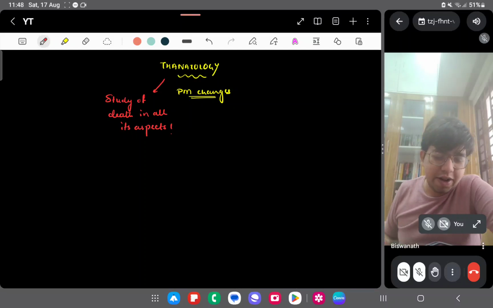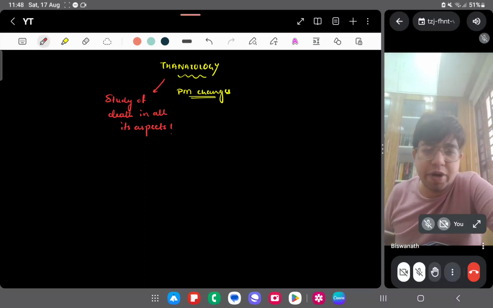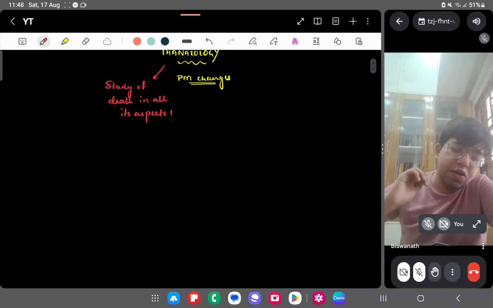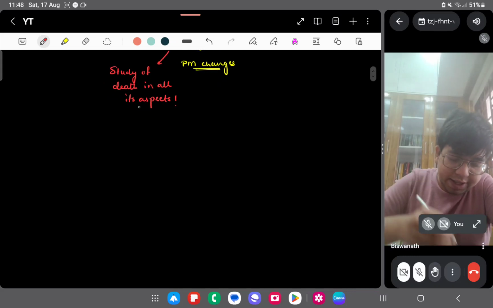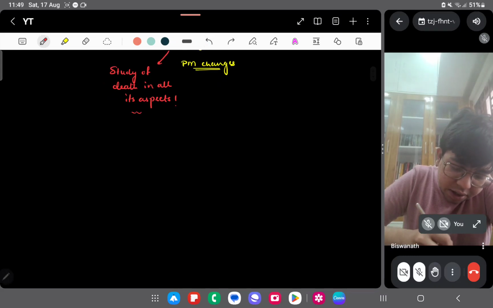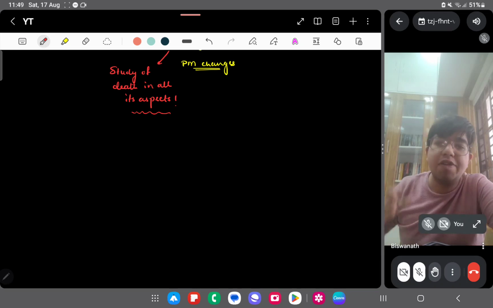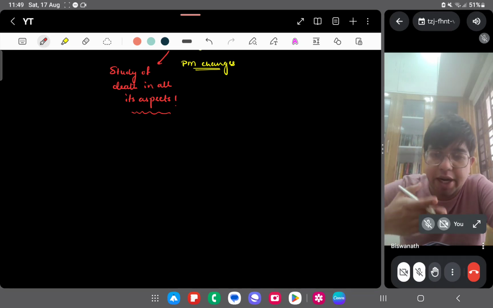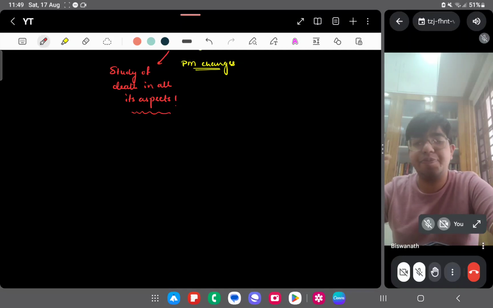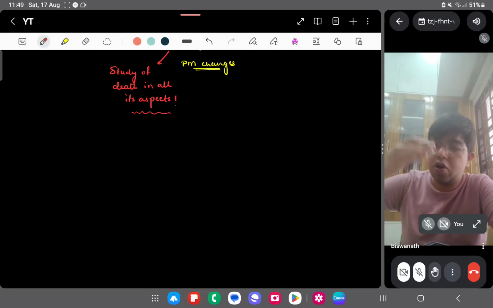So today we start with forensic medicine, and I have chosen the topic thanatology for that. So let's talk about the study of death. The basic topic we will be discussing is the post-mortem changes. What are the changes which will be occurring immediately after death, or following death, or which are the late changes?